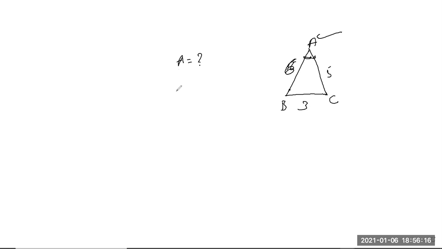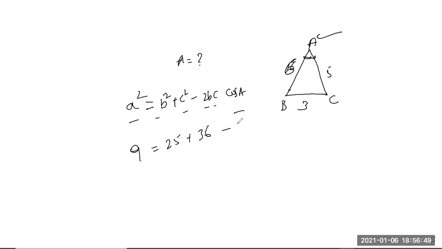a square is equal to b square plus c square minus 2bc cos A. Just plug in all the values and you can get cos A. So a square is 9, b square is 25, c square is 36, minus 2bc, which is 2 times 5 times 6, that is 60 cos A.